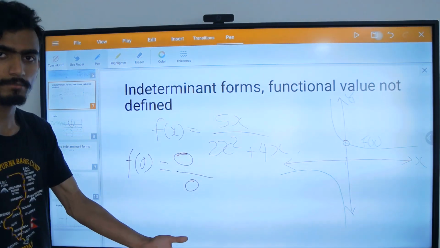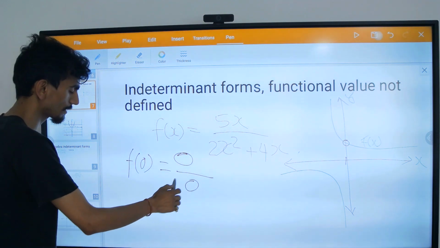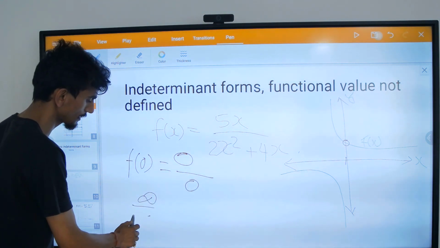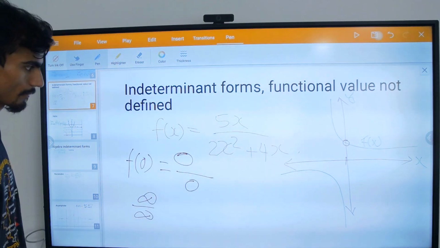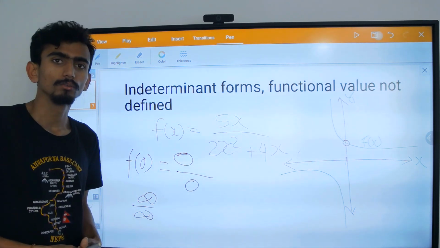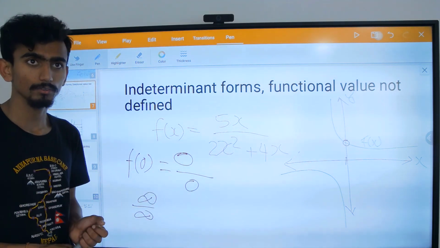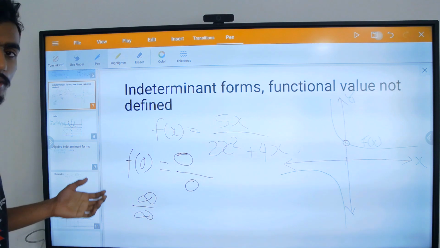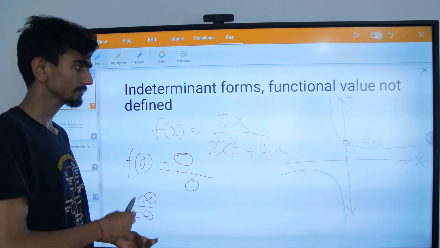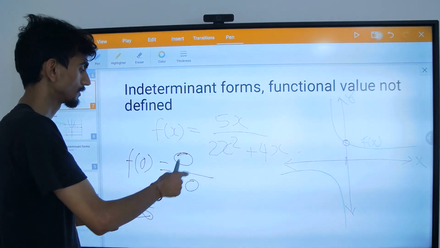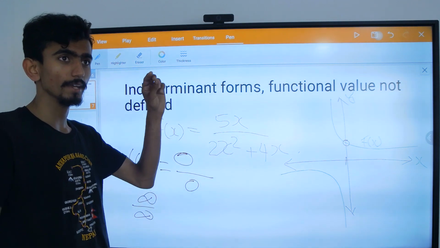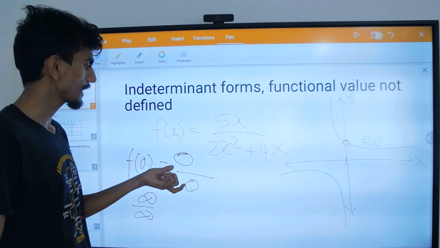It's an indeterminate form. Usually we take 0 divided by 0, infinity divided by infinity, as indeterminate forms. And in this case also, we'll try to find the value of the function by using the limit. We'll see what that function approaches. We don't need the function to be exactly at the given point.